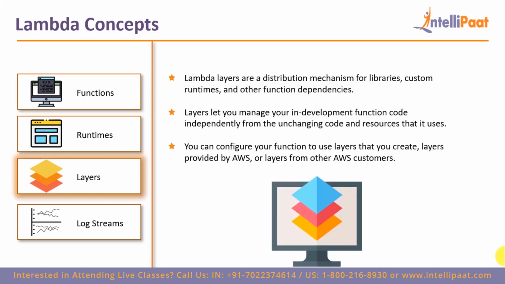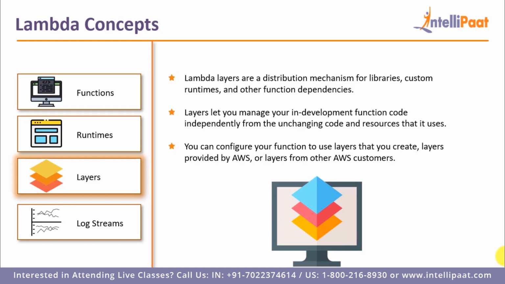Lambda layers are a distribution mechanism for libraries, custom runtimes, and other dependencies. So instead of downloading libraries using the code which you write in your Lambda function, you can create layers and store those particular libraries or custom runtimes which you want to run your program in. You can store them in multiple layers, and you can create only 5 layers for a particular Lambda function, and you can upload them so that there is no confusion while the code is choosing a particular library or a custom runtime.